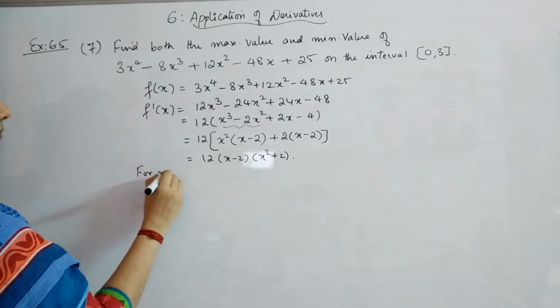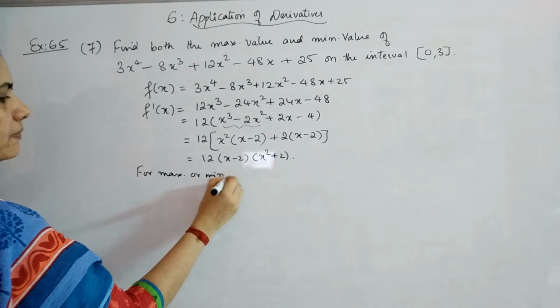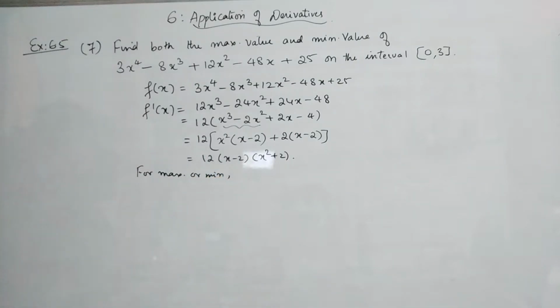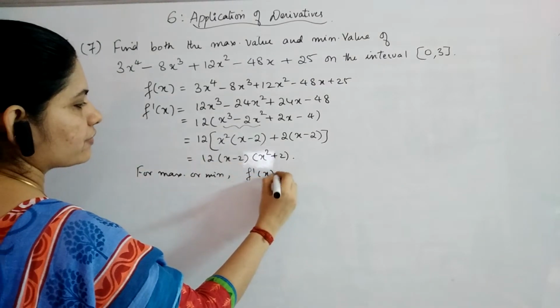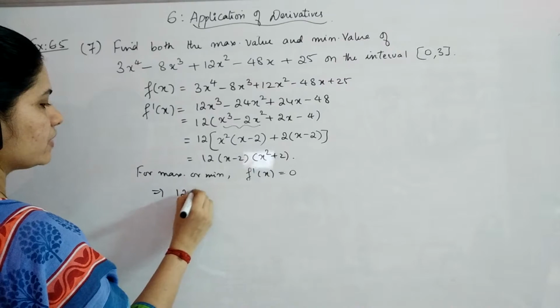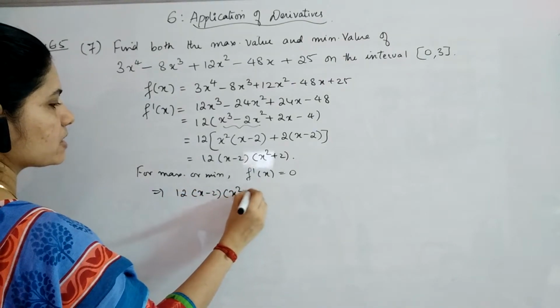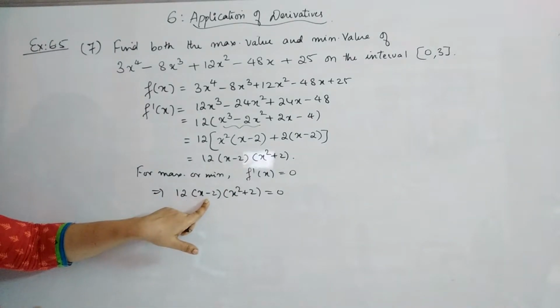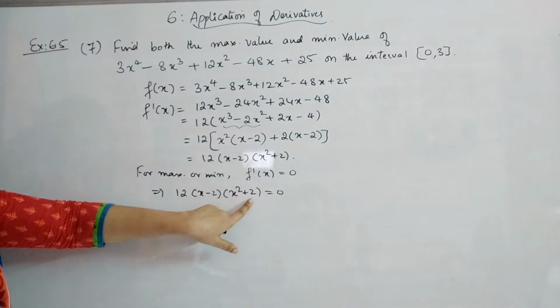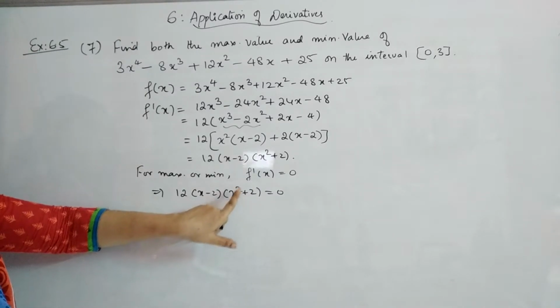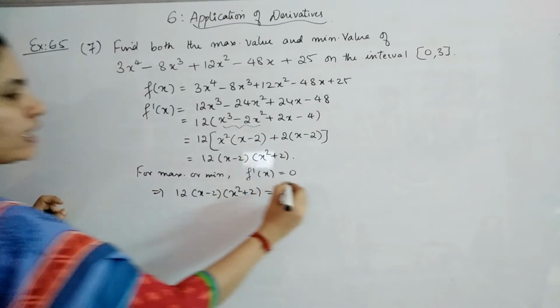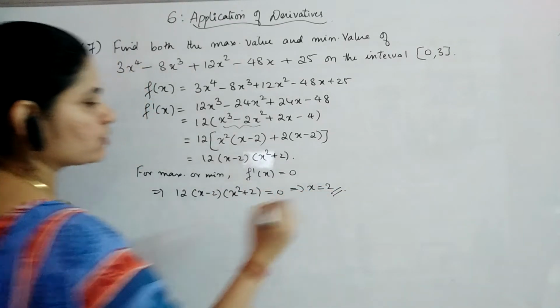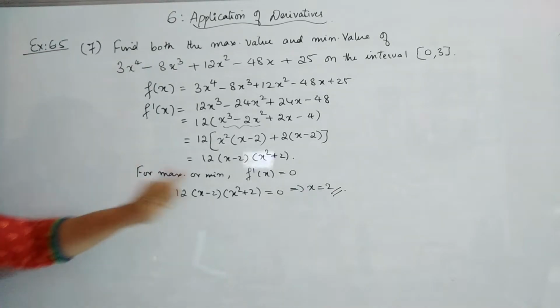So for maxima or minima, we have to equate it to 0. That is f dash of x equal to 0. So you will get 12 into x minus 2 into x square plus 2 is equal to 0. Now 12 cannot be 0. X minus 2 can be equal to 0. Now what about x square plus 2? It will give you x square is equal to minus 2, which is not possible. Square of a term cannot be a negative number, so we will neglect that and we will get only x minus 2 equal to 0, which gives x equal to 2. So this is the critical point.